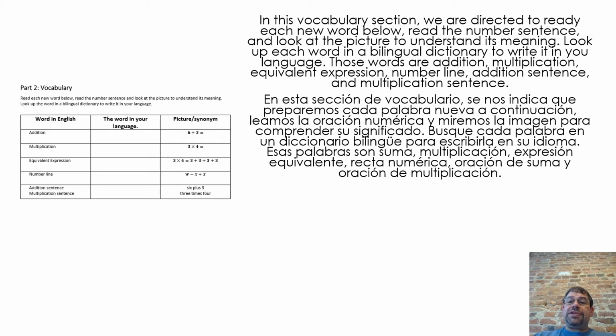In this vocabulary section, we are directed to read each new word below, read the number sentence, and look at the picture to understand its meaning. Look up each word in a bilingual dictionary to write it in your language. Those words are addition, multiplication, equivalent expression, number line, addition sentence, and multiplication sentence.